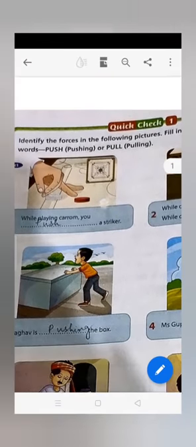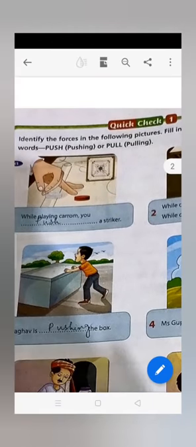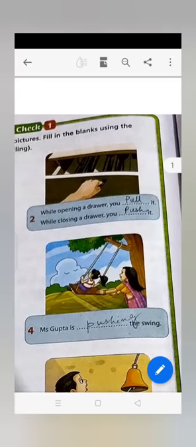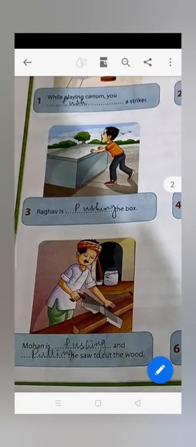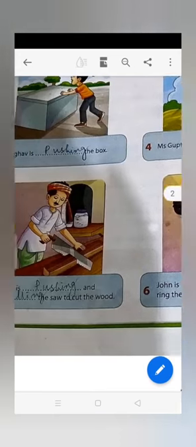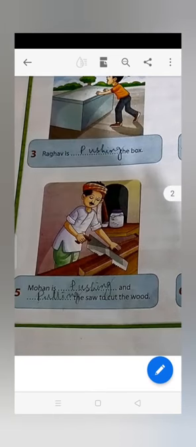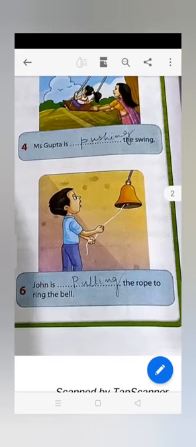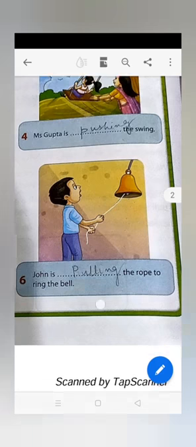Next you can see quick check 1, some activities they have shown. While playing carom, we generally push a striker. While opening a drawer, we pull it. While closing a drawer, we push it. Next, Raghav is pushing the box. Mrs. Gupta is pushing the swing. Mohan is pushing and again pulling the saw to cut the wood. John is pulling the rope to ring the bell.